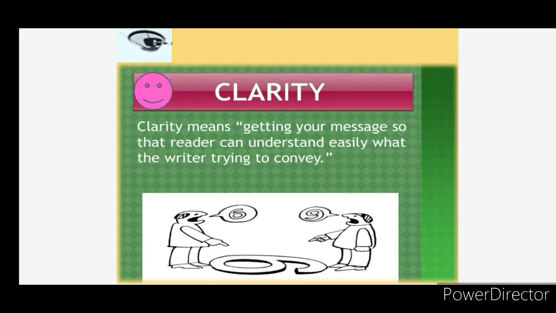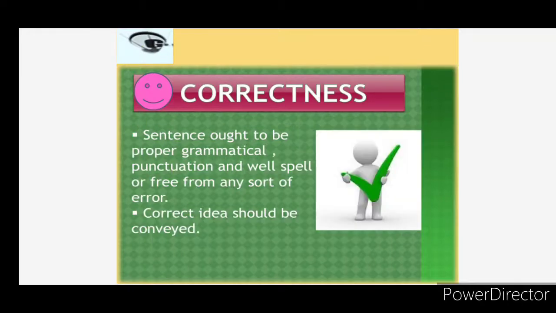So we'll begin with clarity, which means getting your message across so that the reader can easily understand what the writer is trying to convey. So clarity needs to be there. If clarity is not there, the message would not be clear.